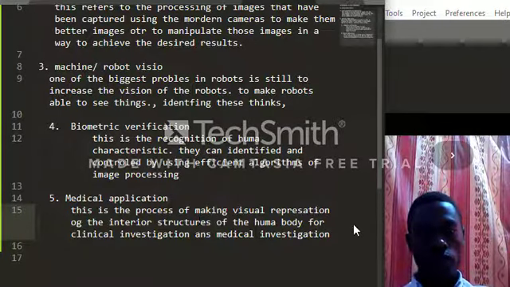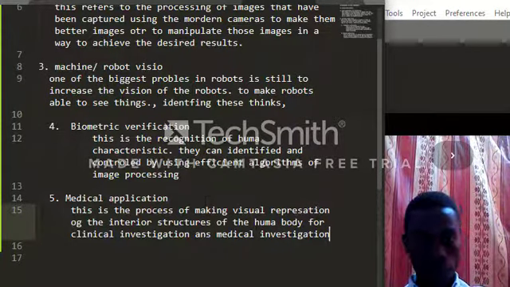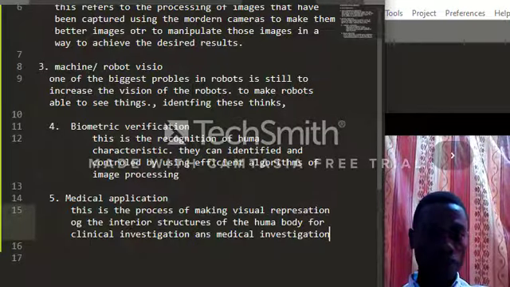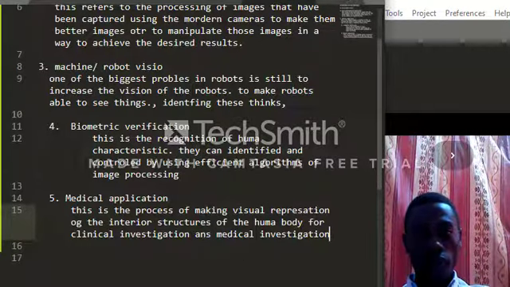So doctors nowadays do use systems in hospitals that are embedded with image processing techniques to help them in doing some visual representations of the inner organs or parts of the human body for clinical and medical investigations. So that's the fifth one.